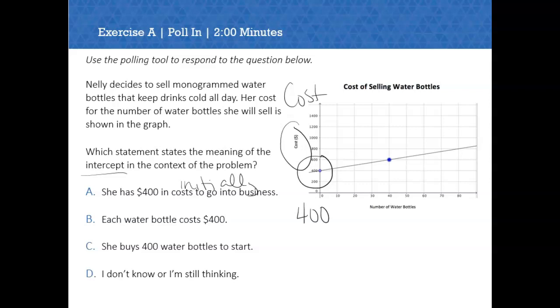Each water bottle costs $400? She buys 400 water bottles to start? Well, the cost is just 400. Then we start coming up. We see 10 water bottles is maybe 425. 40 water bottles is 600. So there's no way each water bottle costs $400. She doesn't buy 400 water bottles to start because the number of water bottles is right here. So the number of water bottles on this axis is 0. So she has $400 in costs initially. When you start on this y-axis, this is where we start. She started at $400.